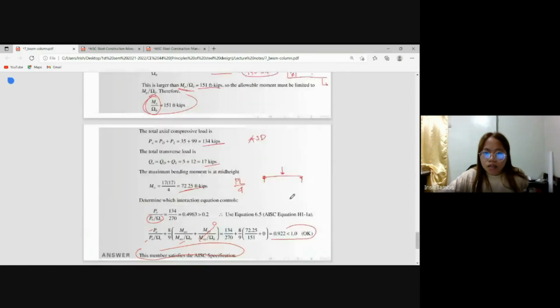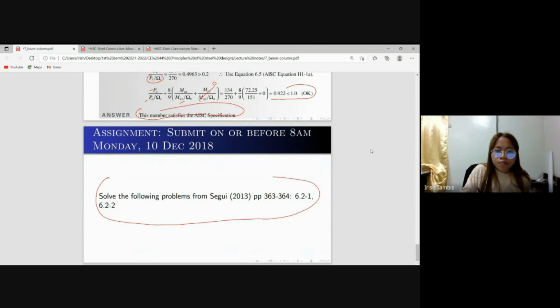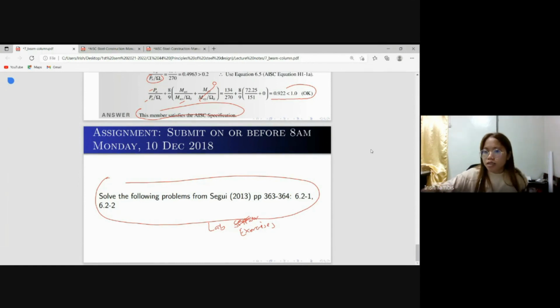Then, kindly solve this one. These are the laboratory seatworks, laboratory exercises. And the answer, 1. And yes, questions?